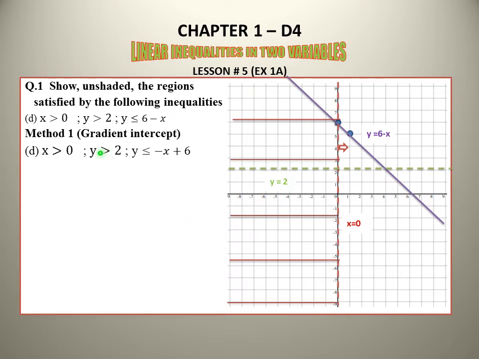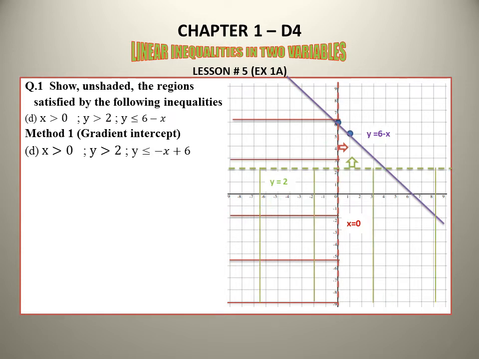Similarly, for this inequality, y greater than. Greater than means the region above the line is defined, when the line is non-vertical. This one is vertical and all other lines are non-vertical. For the non-vertical line, if you look at lesson number 4, there we discussed this. If it is the greater than sign, then the region above the line is the defined region. So we will shade the region below this line.